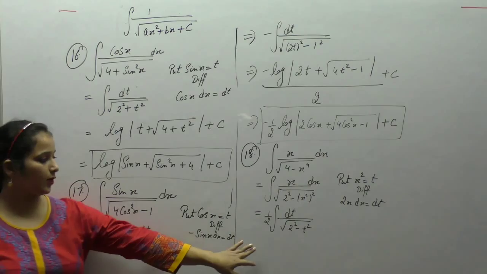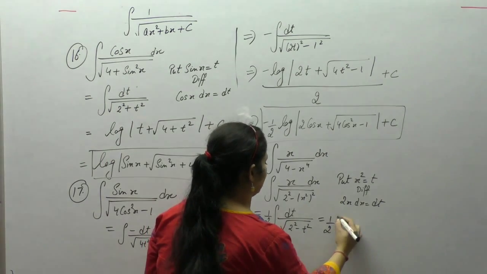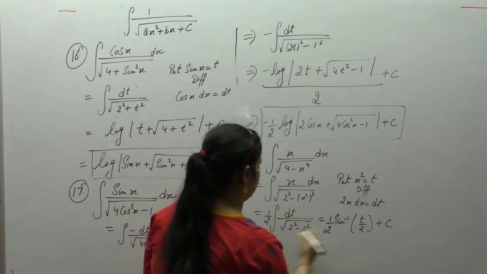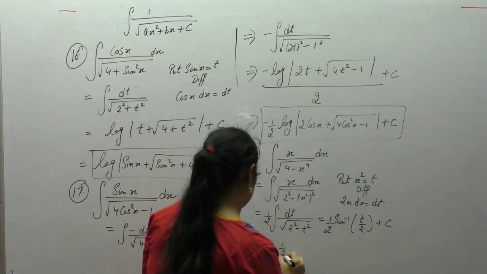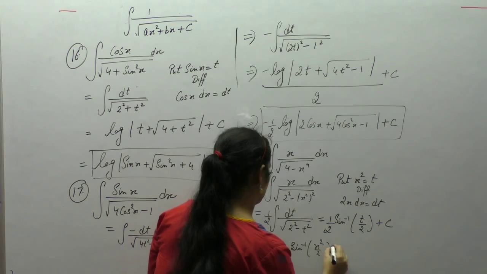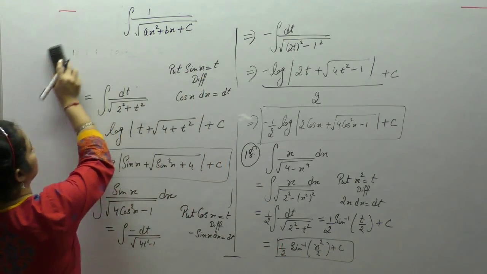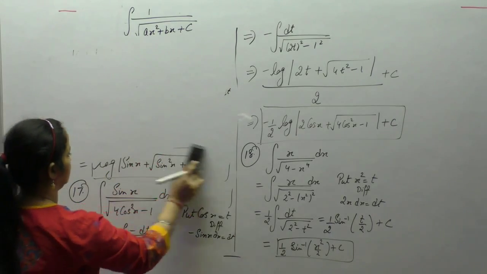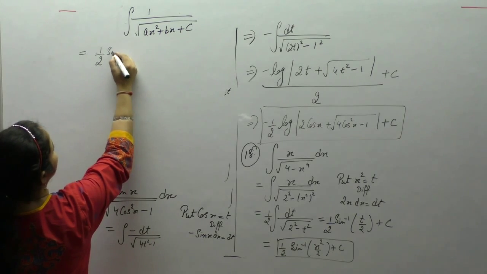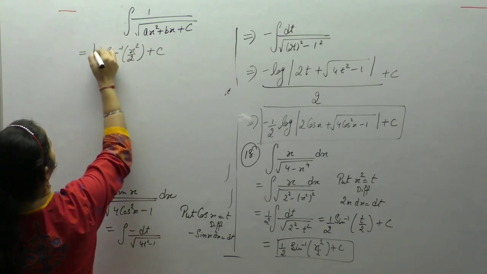Integral of 1 upon square root of a square minus x square is sin inverse x upon a. Here t is x square, so we get half sin inverse of x square by 2 plus c.